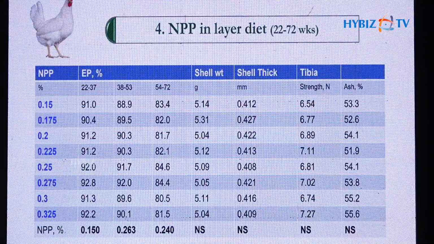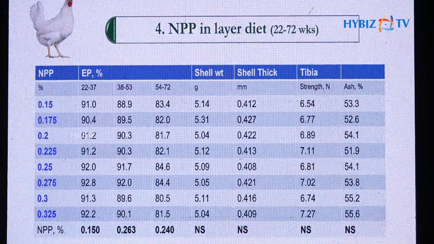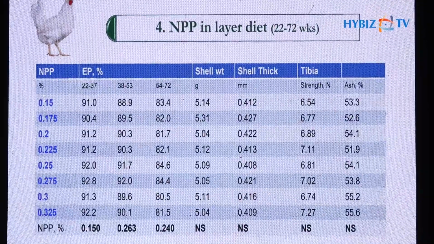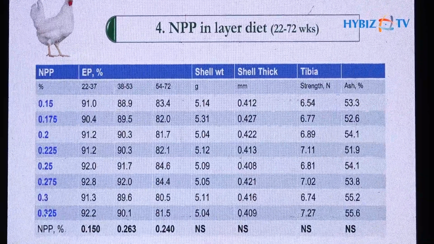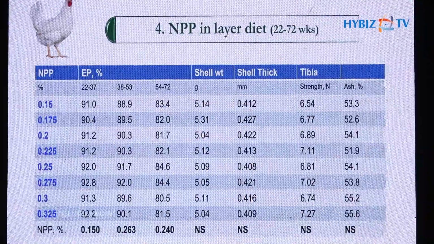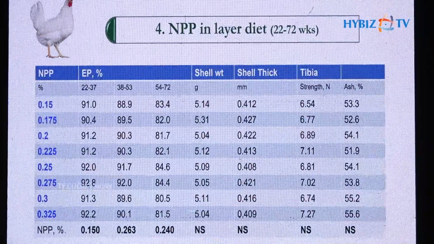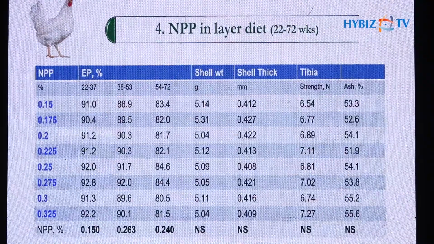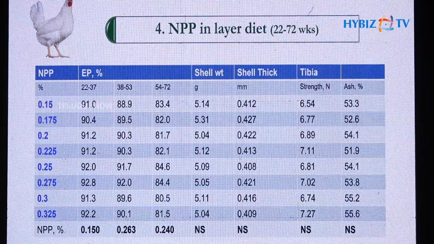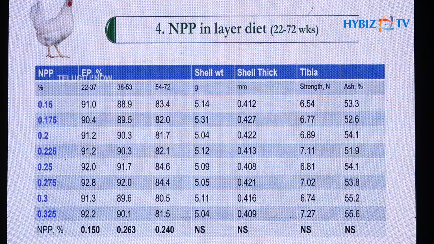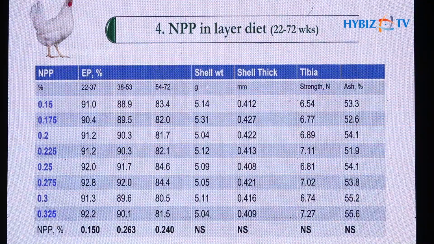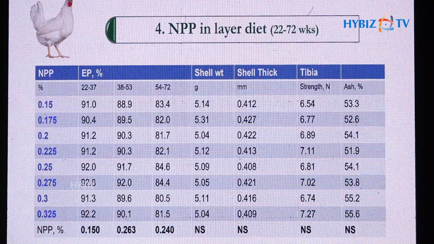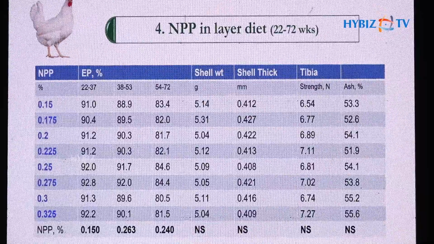Since that was very old data, in 2019 we again published in British Poultry Science. Here we used very graded levels of different concentrations, 0.15 to 0.35. Through the regression equation, we predicted the maximum level is 0.25%. When considering all the parameters, egg production from 22 to 72 weeks of age, it is not beyond 0.25%. At these levels, there was no significant effect on shell quality as well as bone mineralization at the end of 72 weeks of age.